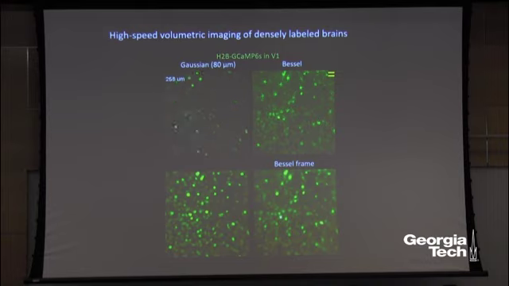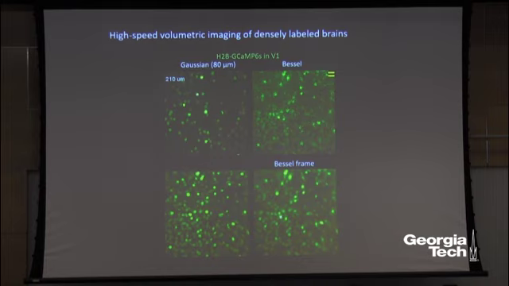So you can see an imaging stack in the cortex. Still, it's fairly dense, right? So if you project this 80 micron thick volume on top of each other, you still see quite a bit of overlap. So now when we use Bessel beam to image them, we cannot avoid those overlaps. Those cells are right on top of each other.